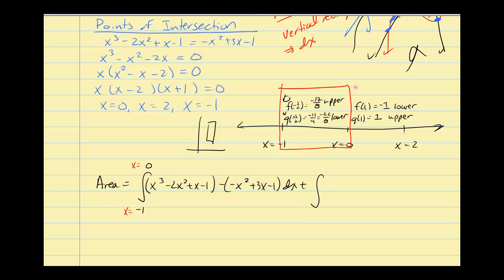The next part of my area, I'm looking at this interval from x equals 0 to x equals 2. Now here my upper will be my parabola, negative x squared plus 3x minus 1. Our lower will be x cubed minus 2x squared plus x minus 1 dx.